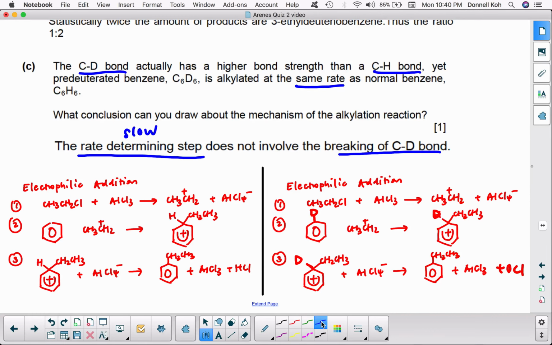In this case, this has to be the slow step and this has to be the fast step, because step 3 involves breaking of the C-H bond, so this cannot be the slow step. Step 2 doesn't involve breaking any C-D bond, but step 3 involves breaking of the C-D bond. So step 3 has to be the fast step and step 2 has to be the slow step. So the slow step does not involve breaking of the C-D or C-H bond.